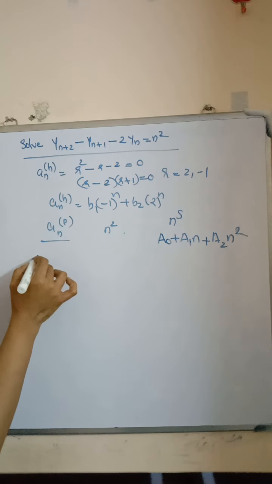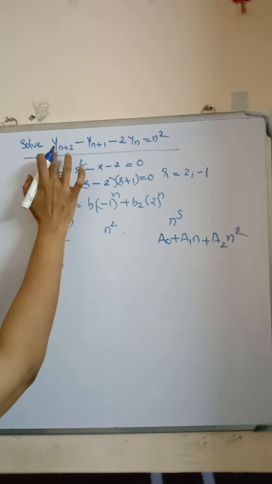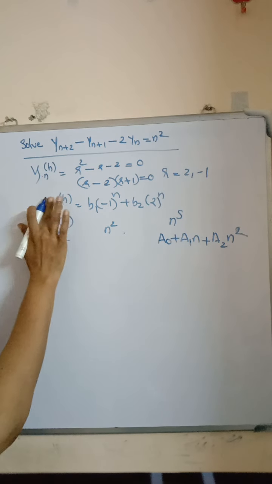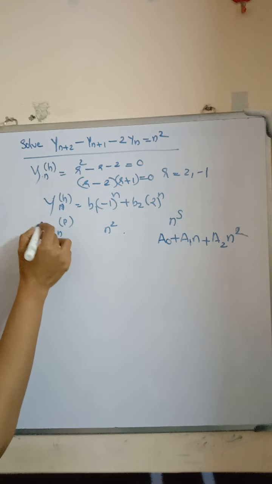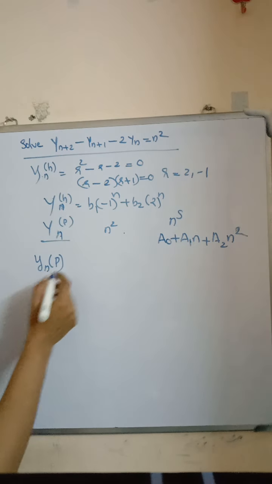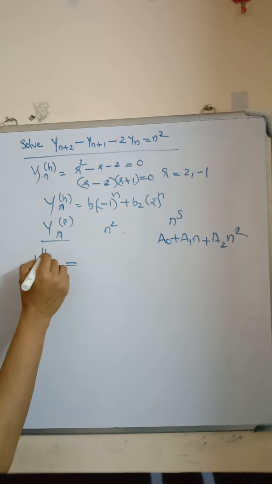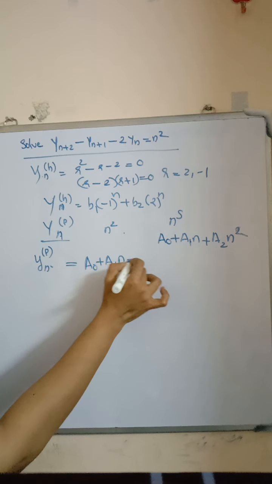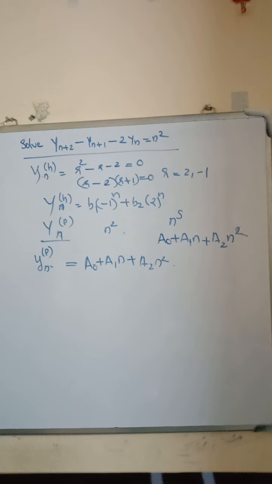Therefore, y n p, not a n, here the letters are given as y n, so we write y n. If a n is given, then we write a n; here y n is given, so y n p. The particular solution of y n is a0 plus a1n plus a2n square.